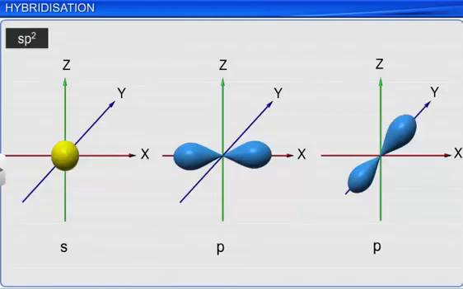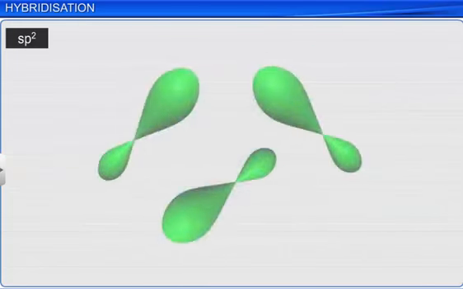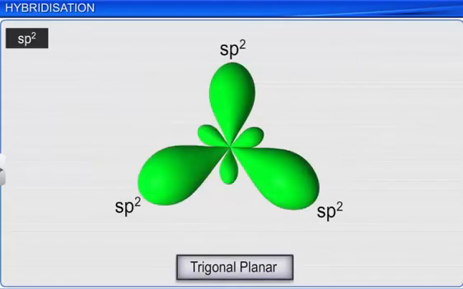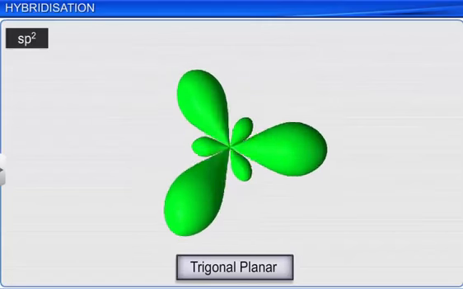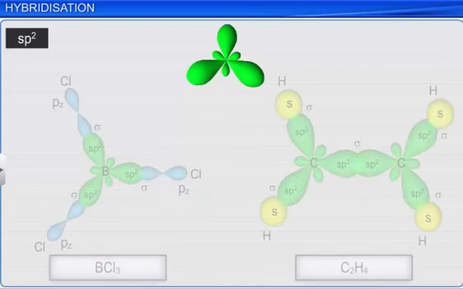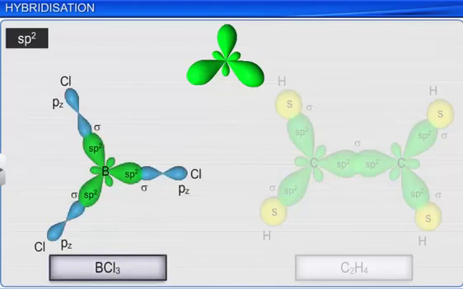In sp2 hybridization, one s orbital combines with two p orbitals to form three equivalent sp2 hybrid orbitals. They have a trigonal planar arrangement, and the angle between two orbitals is 120 degrees. Some compounds whose central atom displays sp2 hybridization are BeCl3 and C2H4.